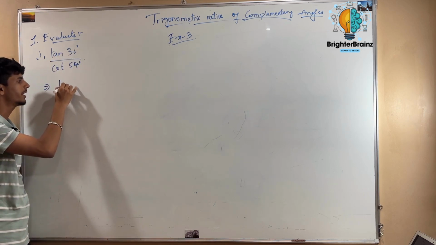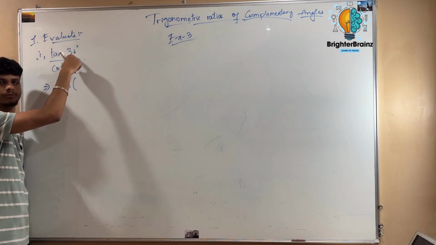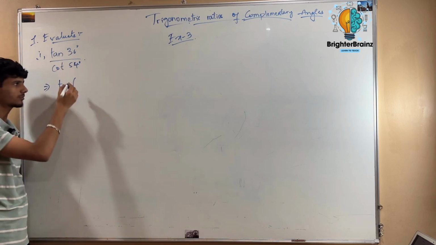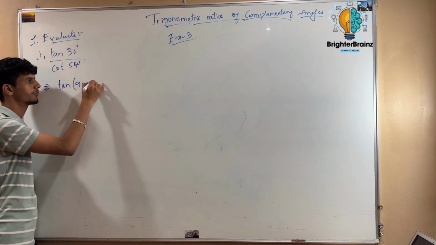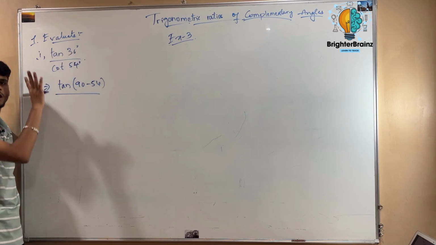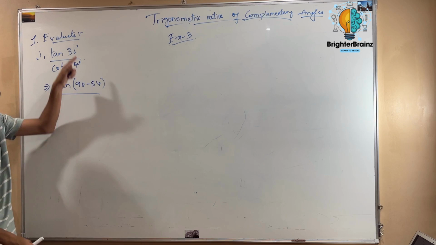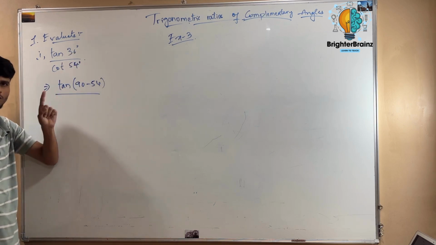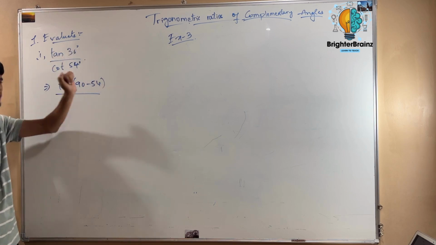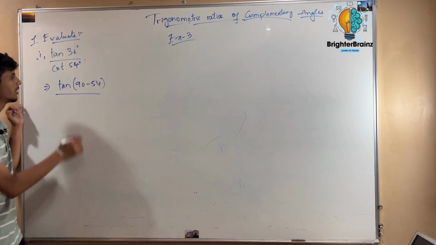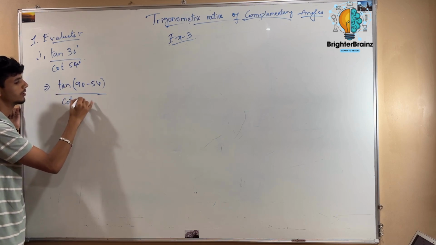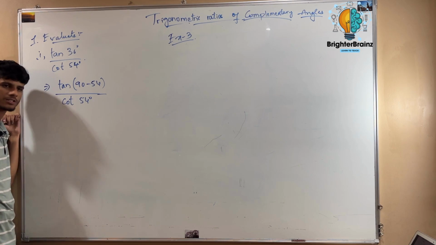So tan of, split the number. Can we split the angle 36 as 90 minus 54? So 90 minus 54 is 36. We have split this angle. But this operation must be done in only one ratio, whether it is numerator or denominator. Either tan or cot, not both. So we should not do any operation in both the terms. So the denominator will be cot 54 as it is.